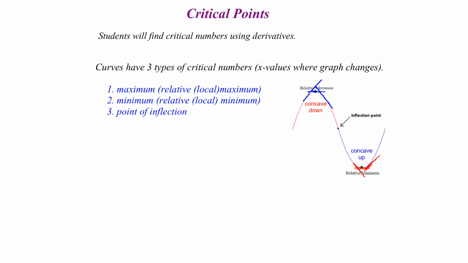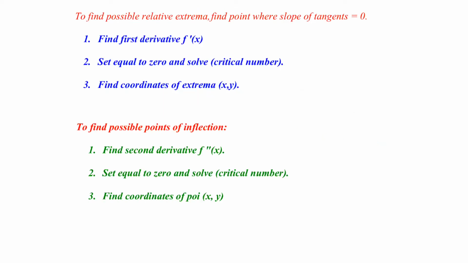And then the other one is the point of inflection. And the point of inflection is when the concavity changes. So it goes from concave down, which you can see there, kind of like a parabola opening down, to concave up. And so where that change occurs is called the inflection point, or the point of inflection. Those will be the three types of critical numbers or points that we will be finding.